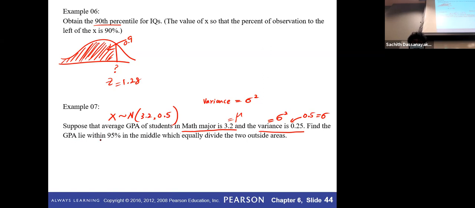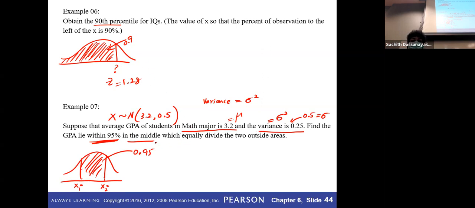Find the GPA within 95% in the middle. I think you have seen this before. In the middle of the mean, this much, and this area is 0.95. So now what do you need to find? You have to find this x value, let me call it x1, and this value, let me call it x2. Okay, clear? You have to do it separately.